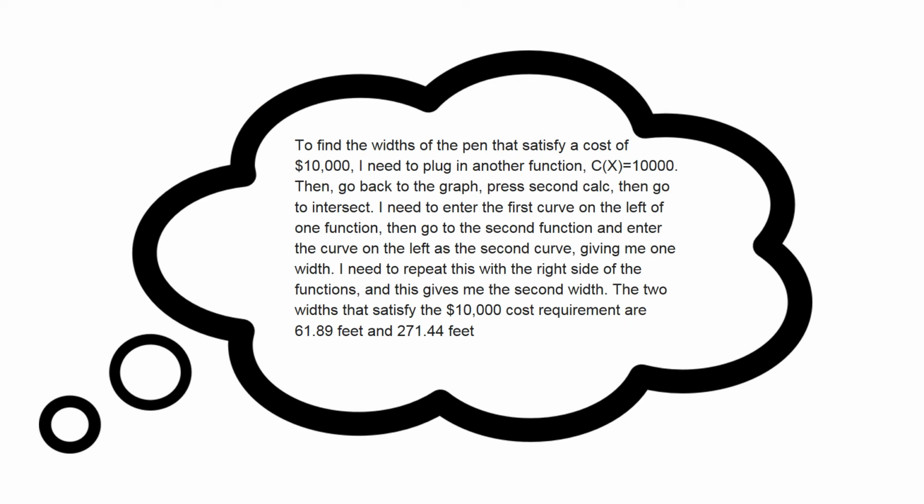To find the widths of the pen that satisfy a cost of $10,000, I need to plug in another function. C of x equals 10,000. Then I go back to the graph, press second calc, then go to intersect. I need to enter the first curve on the left of the one function, then go to the second function and enter the curve on the left as the second curve, giving me one width. I need to repeat this with the right side of the functions, and this gives me the second width. The two widths that satisfy the $10,000 cost requirement are 61.89 feet and 271.44 feet.